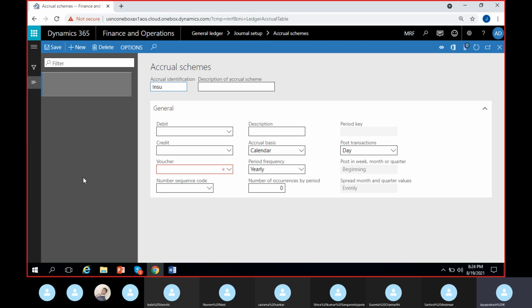insurance expense. Accrued insurance expense. Here I have to give a debit account and credit account. Both are compulsory, and I have to give voucher also. We'll see all of them.